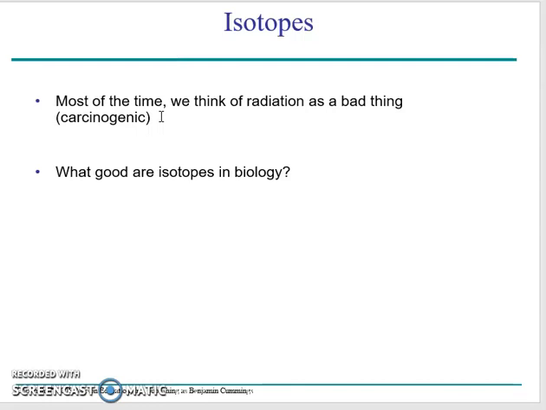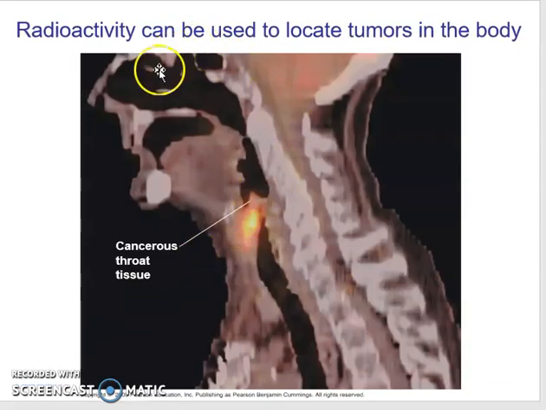How can we use them to help us in biology? And that's what we're talking about here. What you see here is a scan of somebody through their throat. You can see their nose up here and their chin, right? This is their epiglottis. And what you're seeing here is this person has throat cancer.